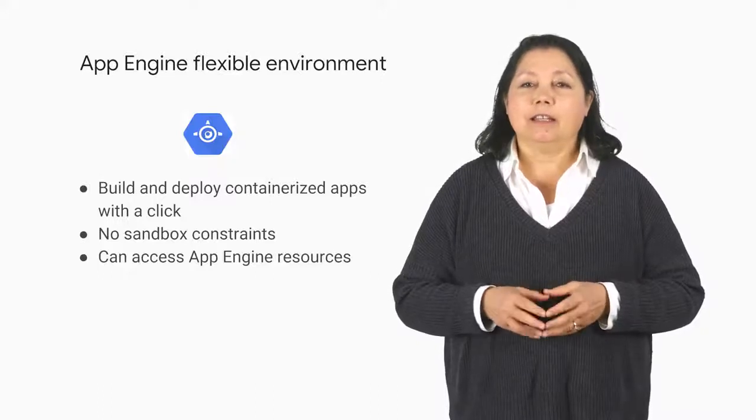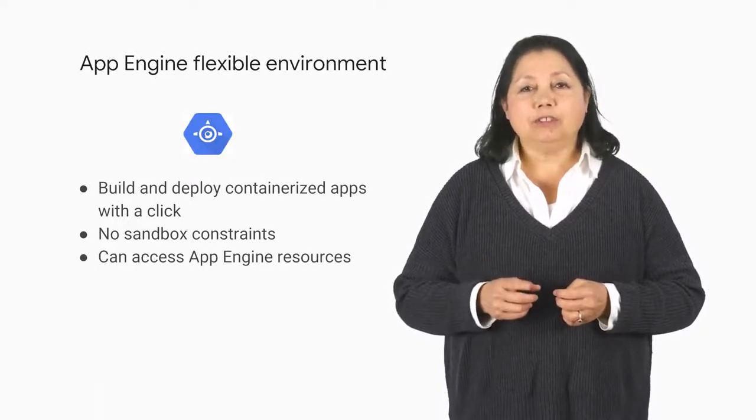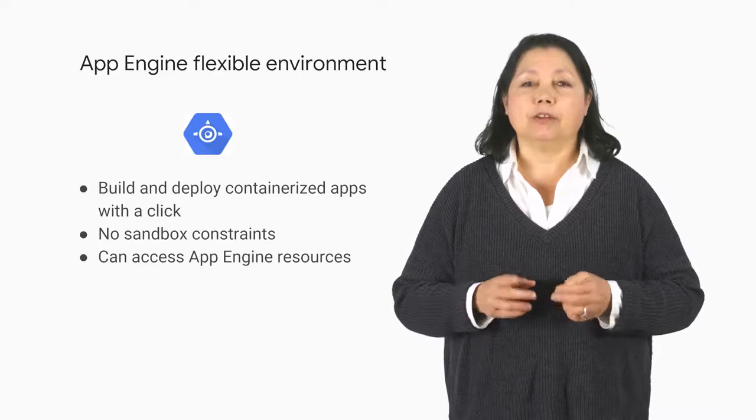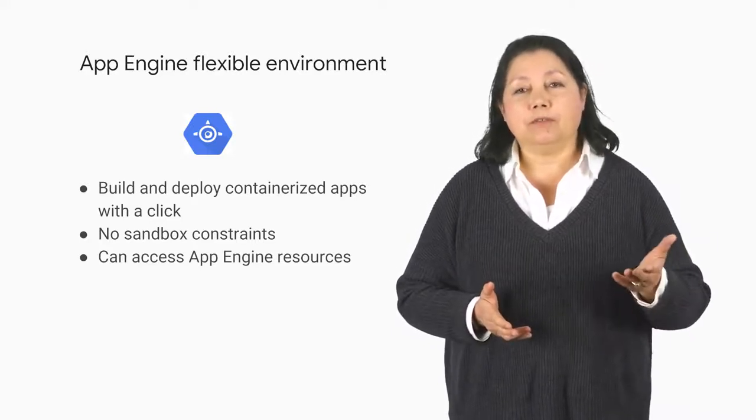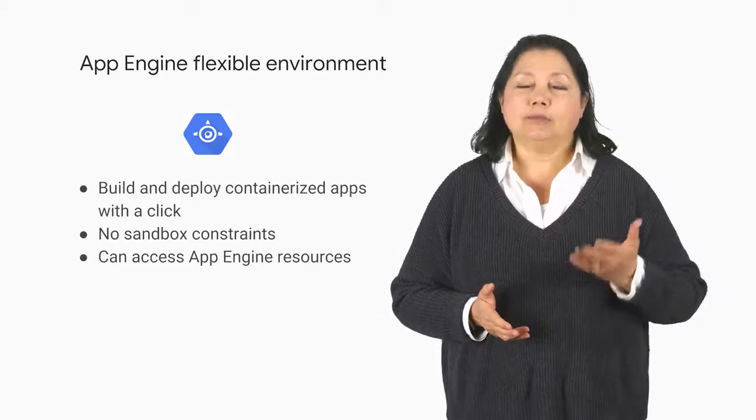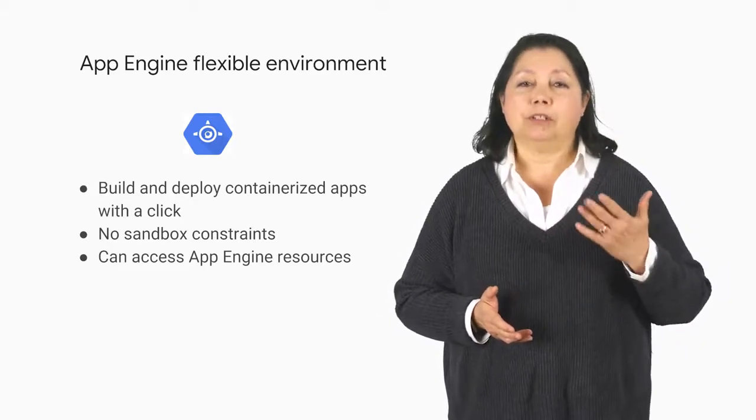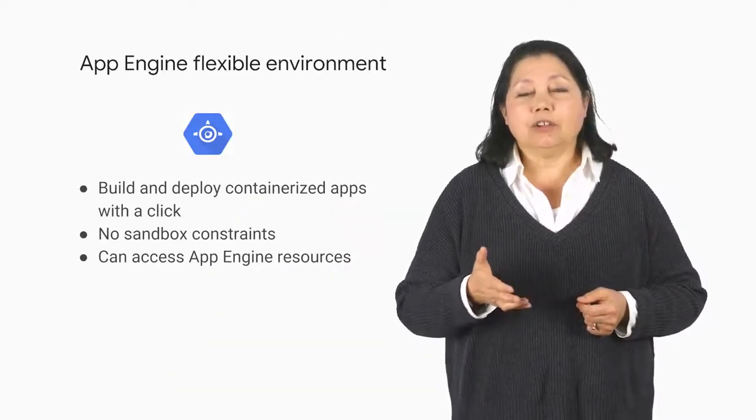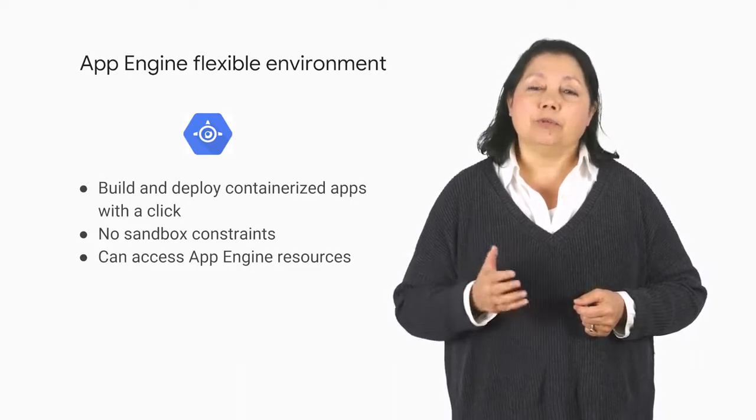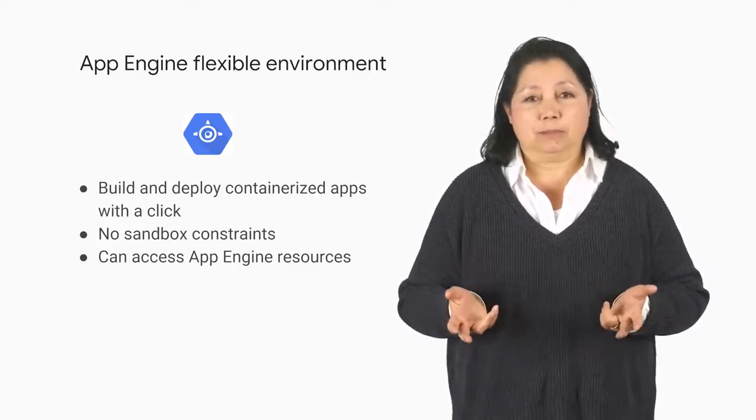Suppose you've decided that the restrictions of App Engine Standard Environment's sandbox model don't work for you, but you still want to take advantage of the benefits of App Engine. That's what App Engine Flexible Environment is for. Instead of the sandbox, App Engine Flexible Environment lets you specify the container your App Engine runs in. Yes, containers. Your application runs inside Docker containers on Google Compute Engine virtual machines, VMs.